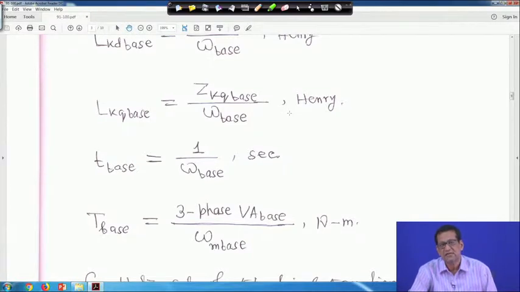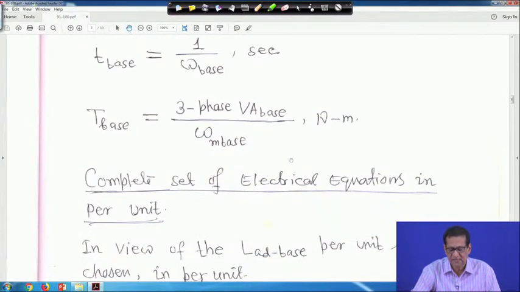All these things, because previously everything has been derived, whenever you make it, just try to recall all these things. So no question of recalling also, if you have understood a little bit you can do it easily. And time base is equal to 1 upon omega base, in second. And this is your torque base, 3 phase volt ampere base upon omega base, in Newton meter.